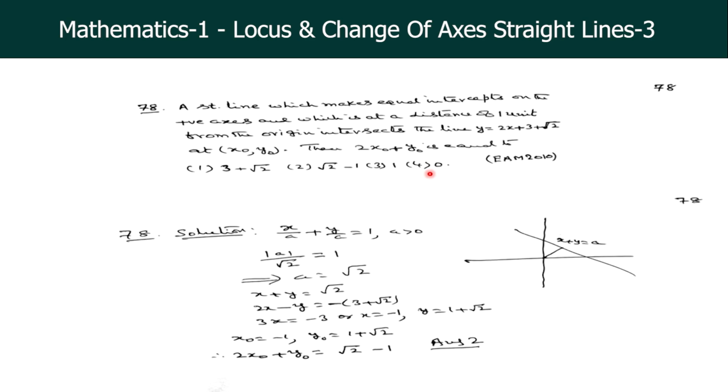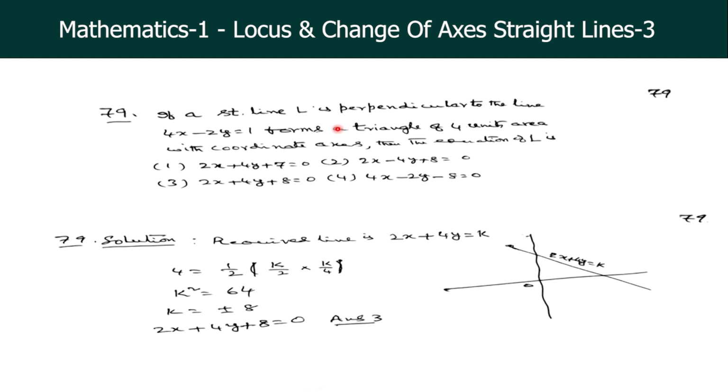So the line equation is x plus y is equal to root 2, and the other line is 2x minus y is equal to minus of (3 plus root 2). So therefore, if you solve this one, x is equal to minus 1, y is equal to 1 plus root 2. Therefore, x naught is equal to minus 1 and y naught is equal to 1 plus root 2. So 2x naught plus y naught is equal to root 2 minus 1. So answer number 2, option number 2.